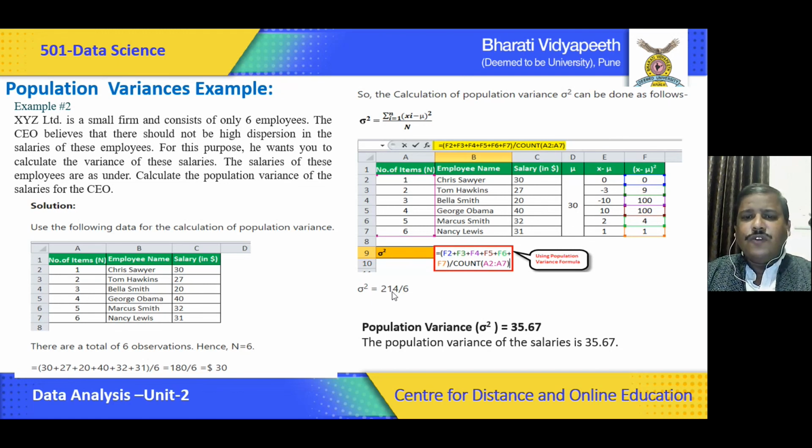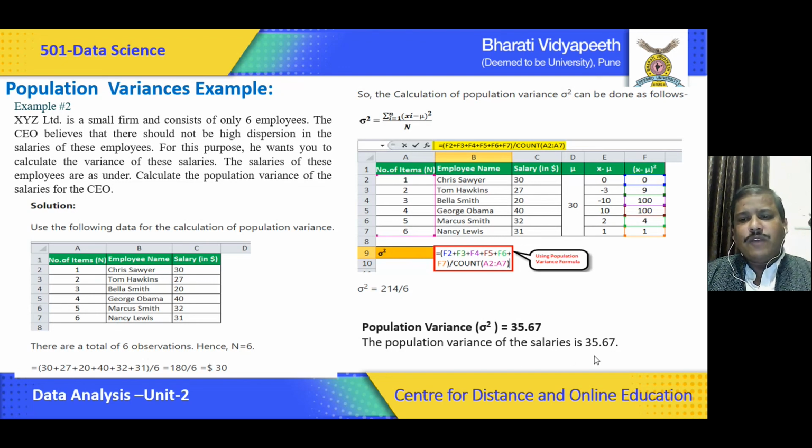Now sigma square equals 214 divided by 6. Here we have capital N as 6, and the summation of these squared values, right? So after this, 214 divided by 6, the population variance equals 35.67. Now the population variance of this salary is 35.67. That is, this value is spread over the complete 6 employees.